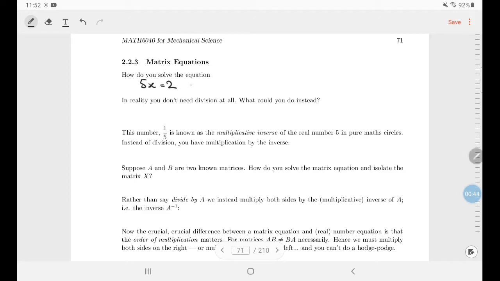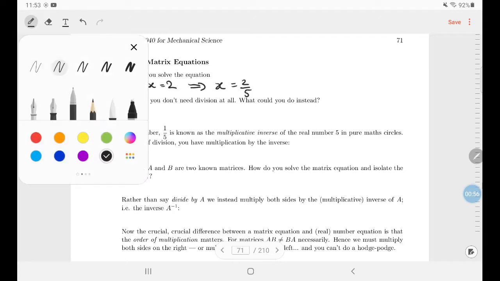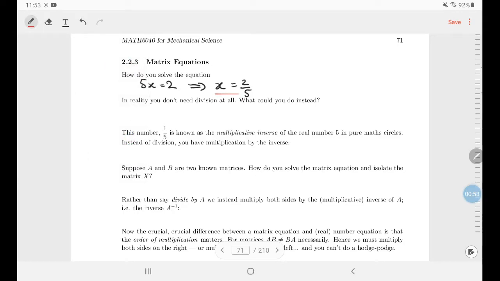If you divide both sides by 5, on the left hand side you have 5 multiplied by x, and dividing by 5 undoes the multiplication by 5, and you're just left with x, and you get x equal to 2/5. So what did you do? You divided both sides by 5. Now division itself can be defined in terms of multiplication. So instead, you can multiply both sides by 1/5.